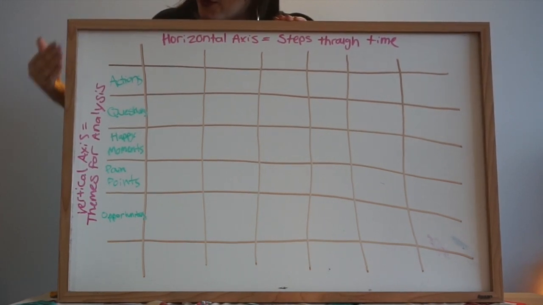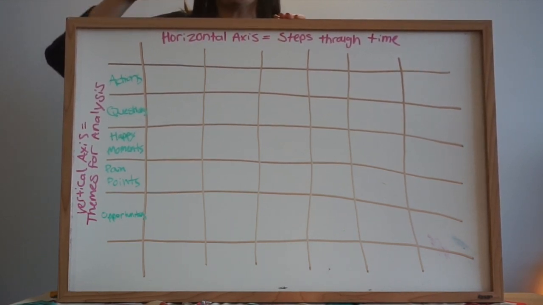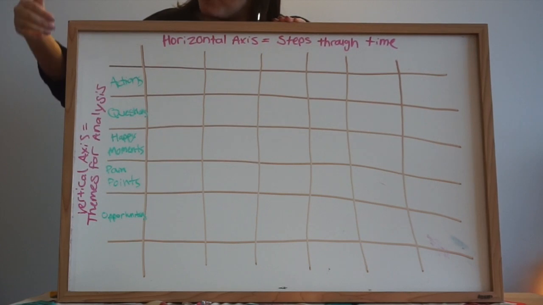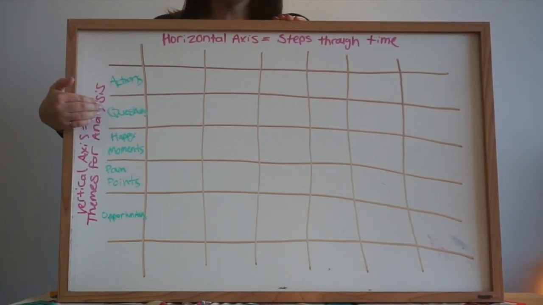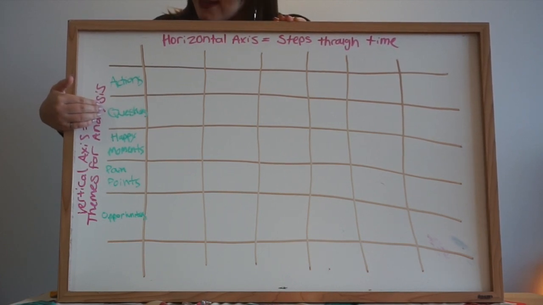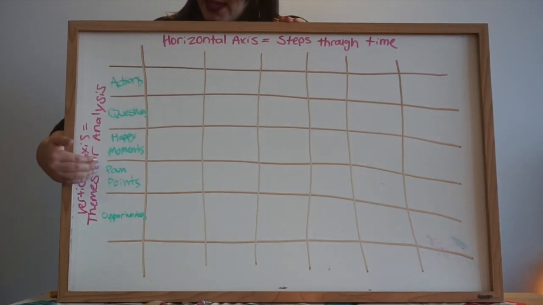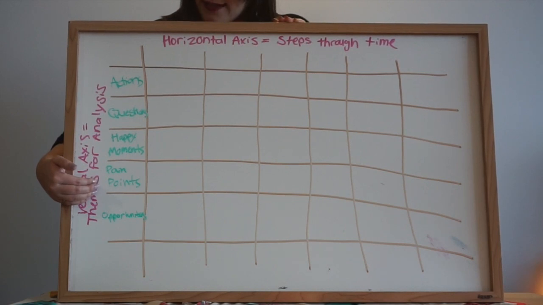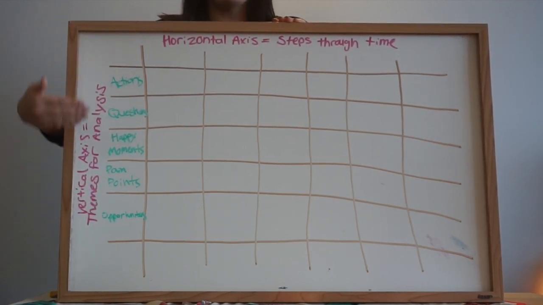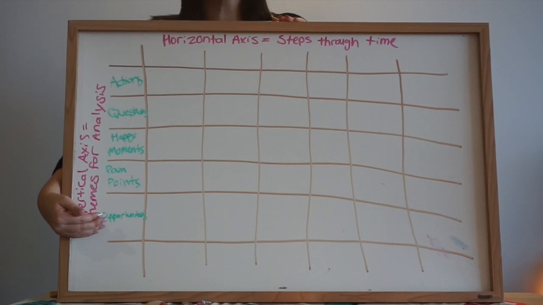Along the vertical axis, we have the themes for an analysis. These are the things that you're going to think about at each step in your user journey. The first one is, what are the actions that your user is taking? The next is, what questions are on their mind as they're taking that step? Next is, what are the positive moments here? What things are making them happy? The next is, what are the pain points? What's making them frustrated or upset? And finally, after you fill out all of this, you'll be able to think of what the opportunities are at this step in the process.